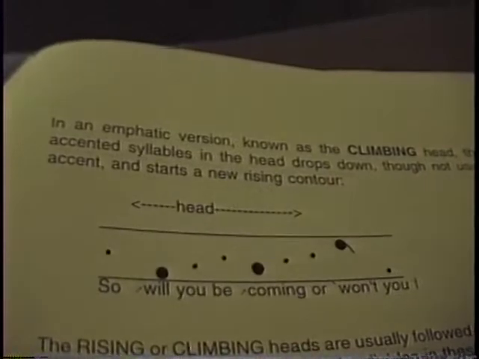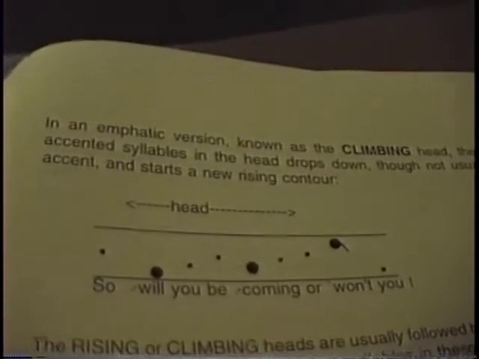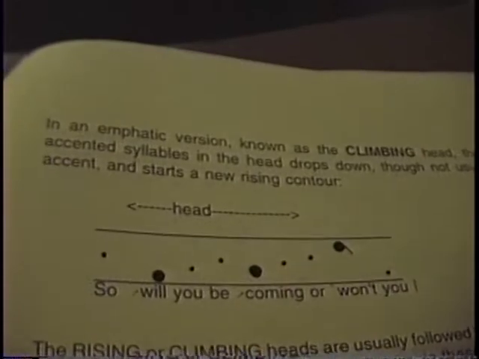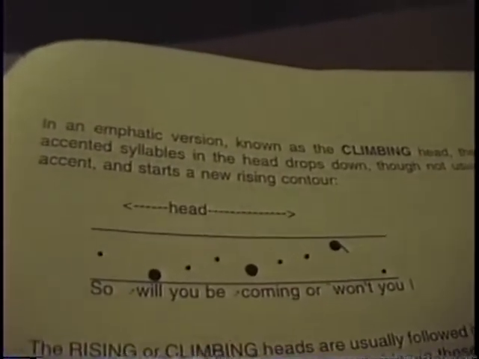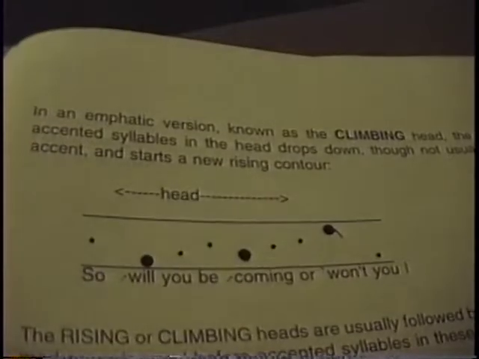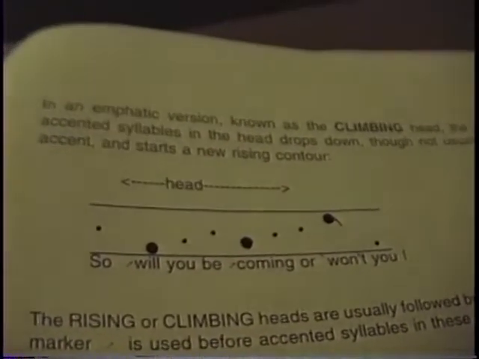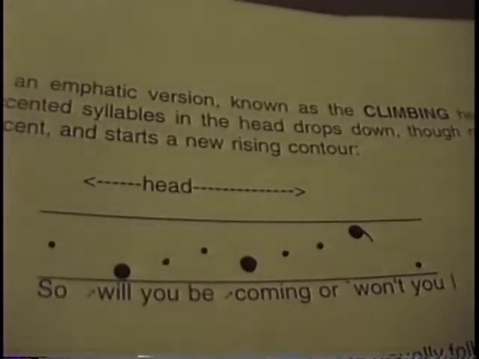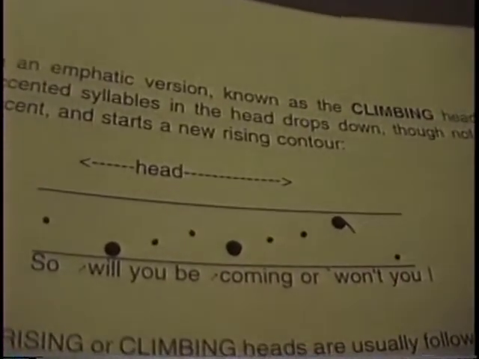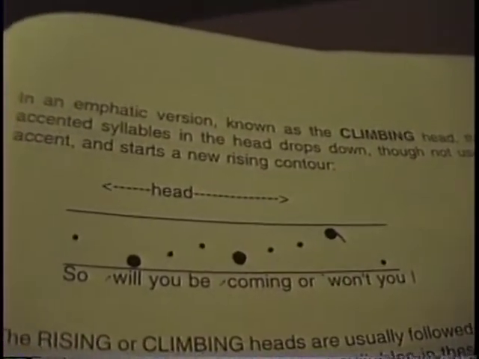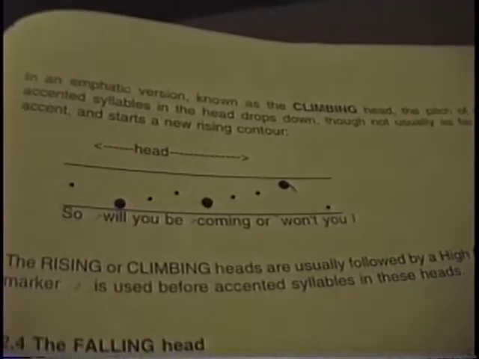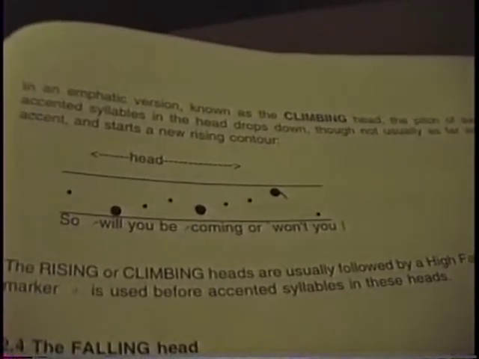Usually, the rising and climbing heads are followed by a high fall. It's also possible for them to be followed by low falls and rise falls, but the high fall is the commonest. You've got the little up arrow marker that you can use in front of accented syllables in that kind of head. Does anybody have any intuitions about the sort of circumstances in which you would use those? Will you be coming or won't you? Impatience. Yes?